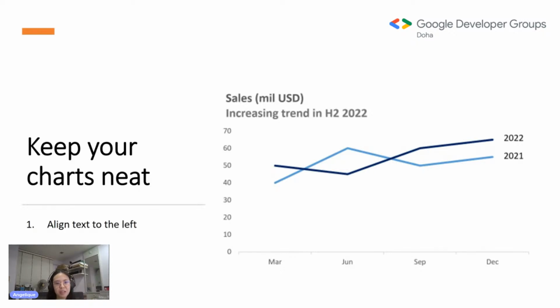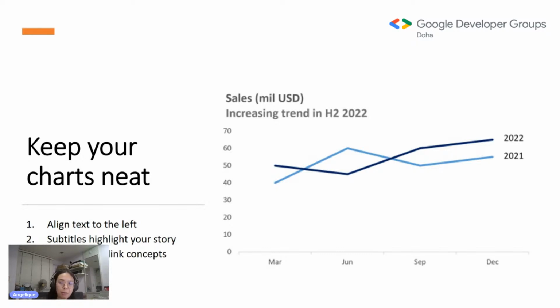So for me, it's firstly aligning the text to the left because it makes it look neater in general. We have a subtitle, in this case saying there's an increasing trend in H2 2022, which is perhaps our key story in this case. So you're making it easier for your audience by telling them, this is the takeaway. Please notice it. We also use colors to link concepts.